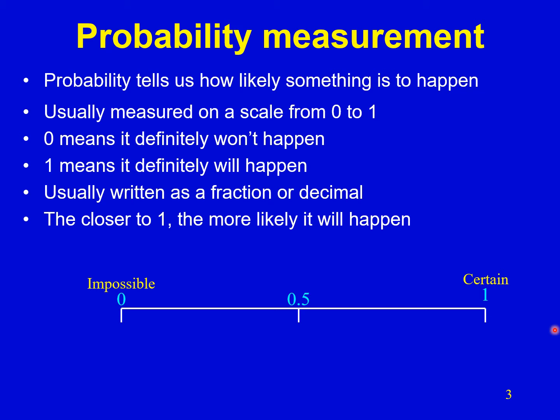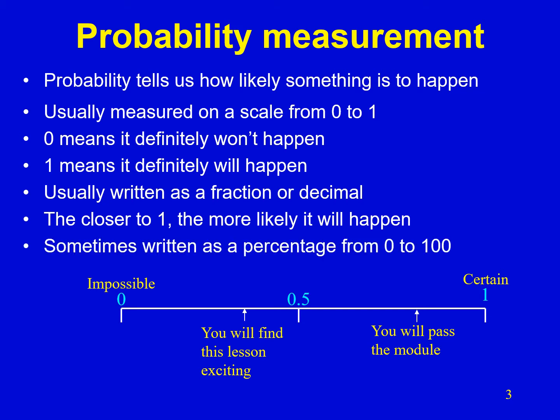So let's say, for example, you thought the probability that you will find this lesson exciting is about 0.4, it would go there on this scale. And then let's imagine you thought the probability of you passing the module was, say, about 0.75, then it would be roughly about there on the scale. Note that sometimes probabilities are also written as a percentage, so a value somewhere between 0 and 100.